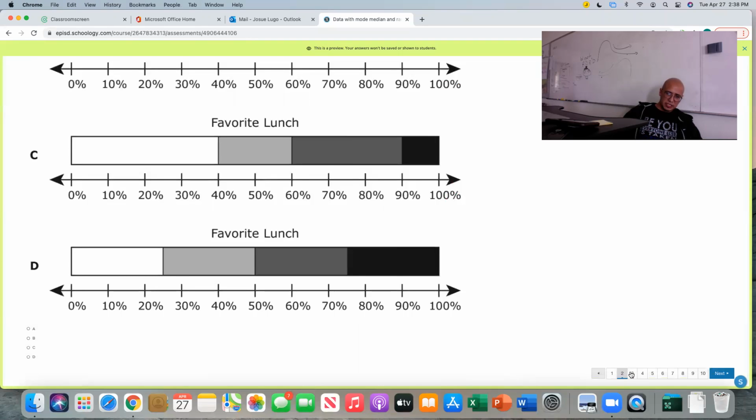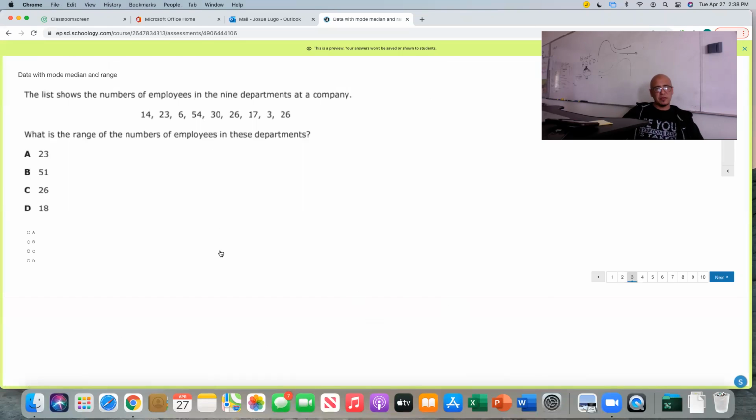Moving on. For these ones, I'm going to be a bit brief. Ladies and gentlemen, here it's asking for the range. Remember that the range is the maximum, the largest value, minus the minimum, the least value. Here's the maximum, here's the minimum. So that would be the maximum value, 54 minus 3, and that would be the range. I pretty much gave you the answer there.